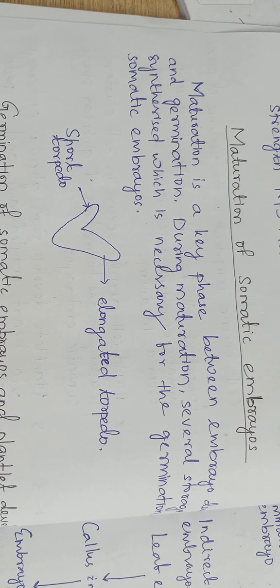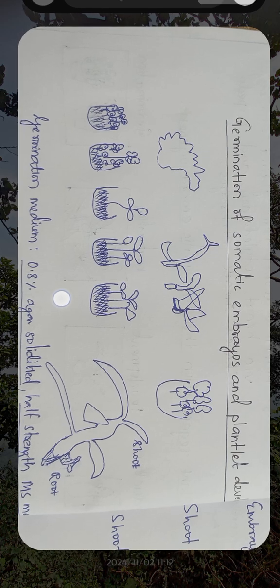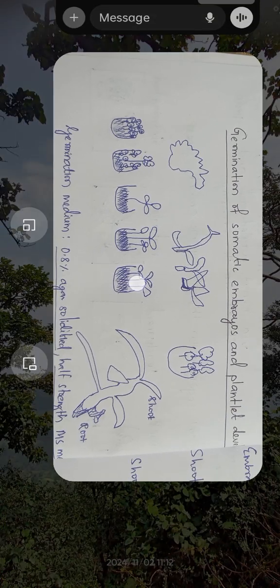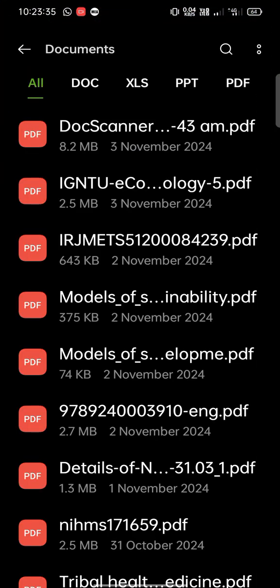See, induction is done, development is done. Induction, development, now comes maturation, then germination. So what happens in maturation? Maturation is the key phase between embryo and germination. During maturation, several storage compounds are synthesized which are necessary for germination. Germination. In maturation it will become mature. How?